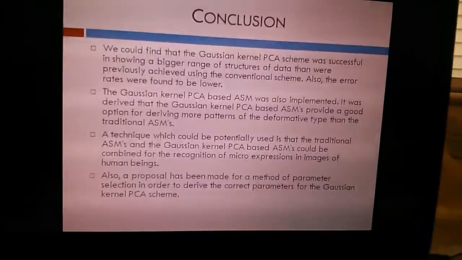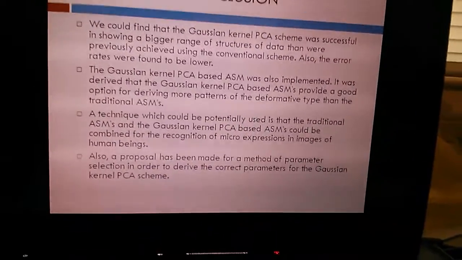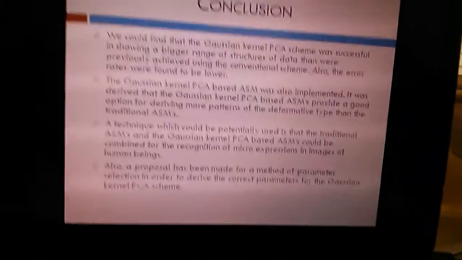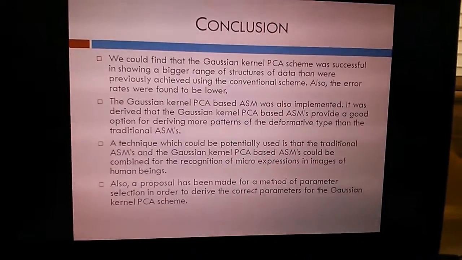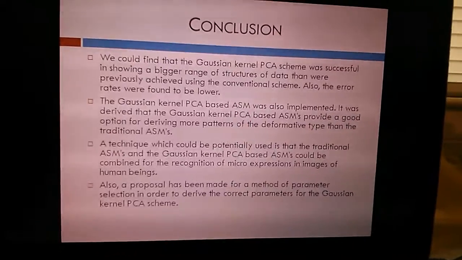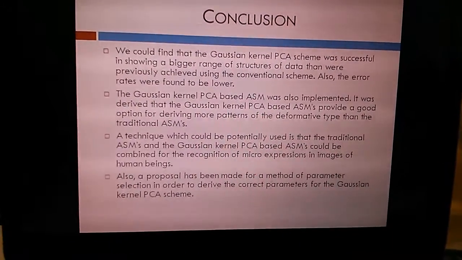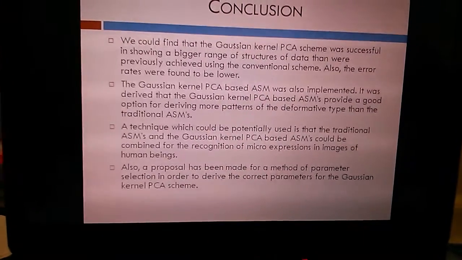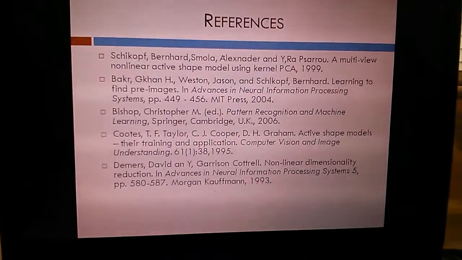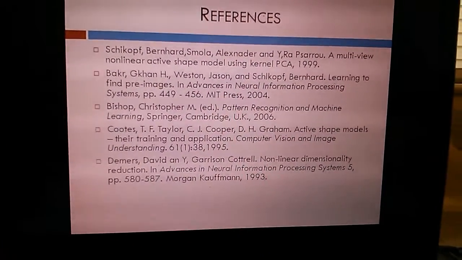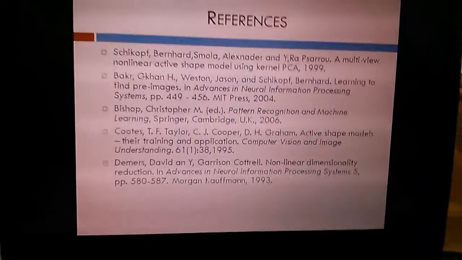A technique that could potentially be used to improve this is that the traditional ASMs and the Gaussian kernel PCA based ASMs could be combined for the recognition of microexpressions in images of human beings. Also, a proposal could be made for a method of parameter selection in order to derive the correct parameters for the Gaussian kernel PCA scheme. In the final slide, I've listed the papers that I used as references for carrying out the work for this project.